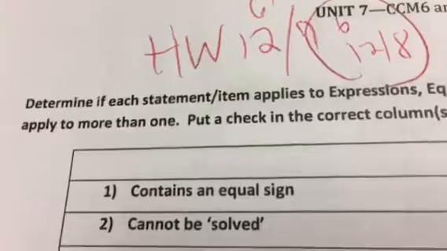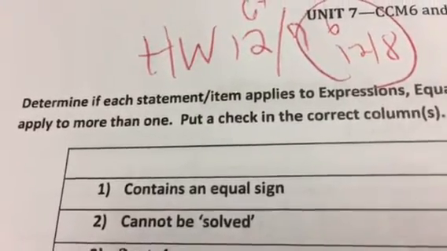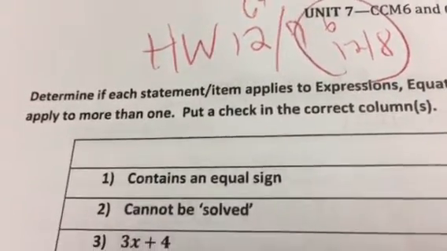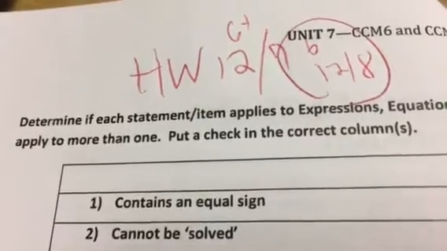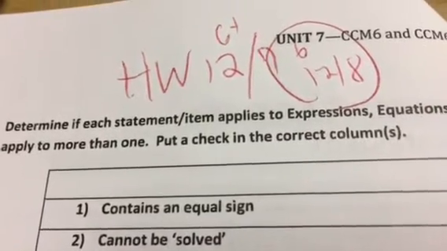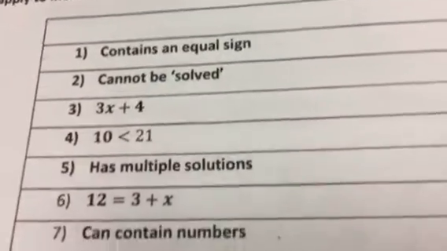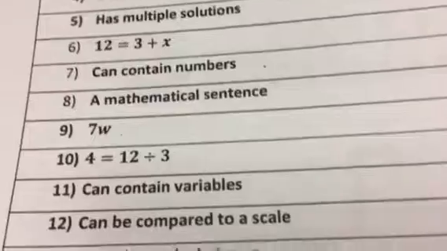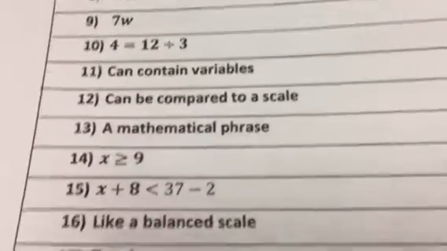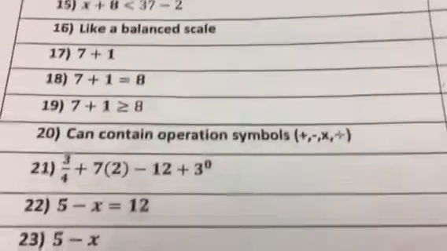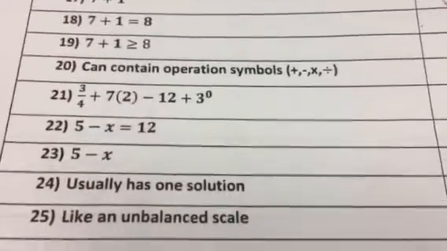For number 2, it says cannot be solved. And a lot of this you can find in the notes on pages 3, 4, and 5 if you get stuck. So the only one that cannot be solved is an expression. So you want to continue on page 6, read the statement or the problem, and just basically check off which ones it applies to. So you're just checking off the items in the boxes if it makes sense for that.